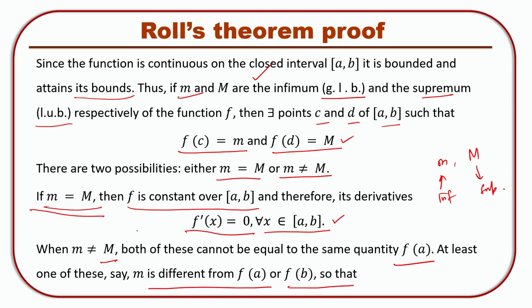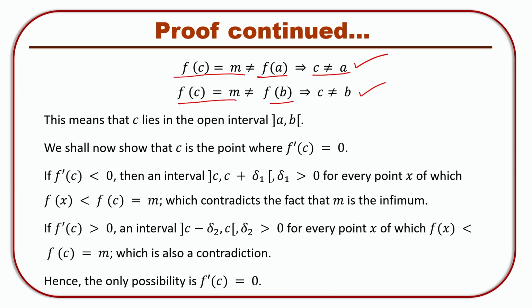Otherwise, supremum and infimum are quite different. The least upper bound and the greatest lower bound must be different, right? So that's why in the case where we had M equal to m, f dash is going to be 0 everywhere, because the function becomes a constant function and the derivative is going to be 0. But if M is not equal to m, then c is not going to be the end point. So infimum is not going to lie at the end points. This means that c lies in an open interval (a, b), right?